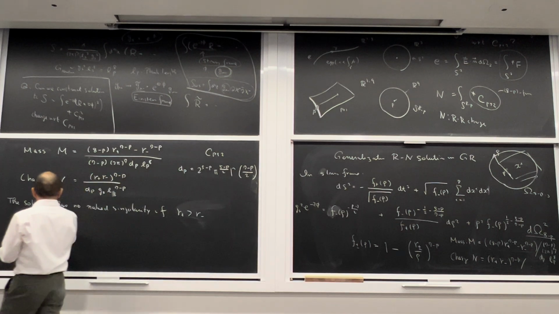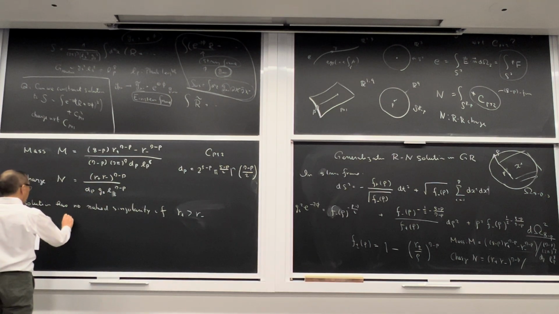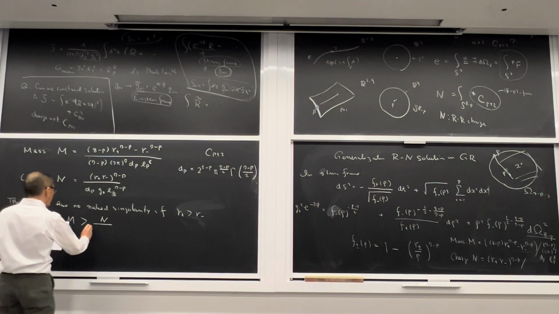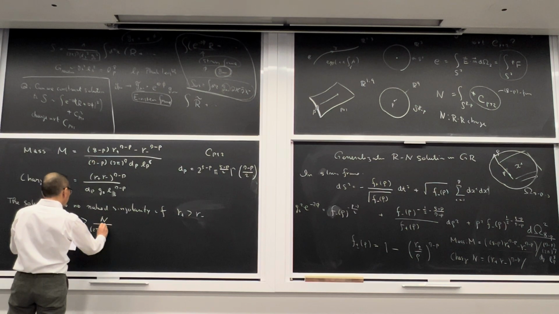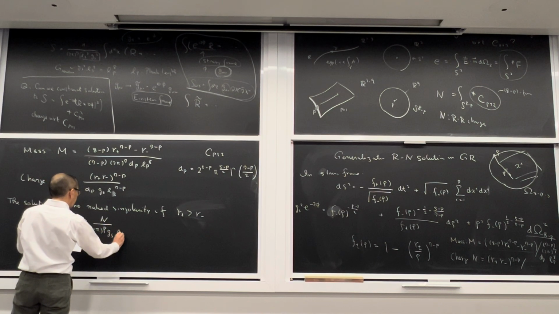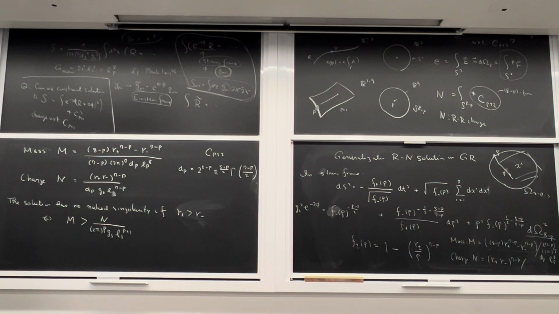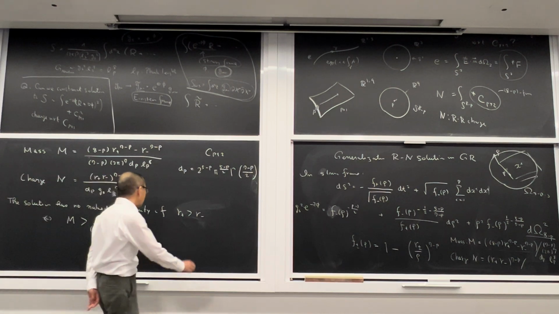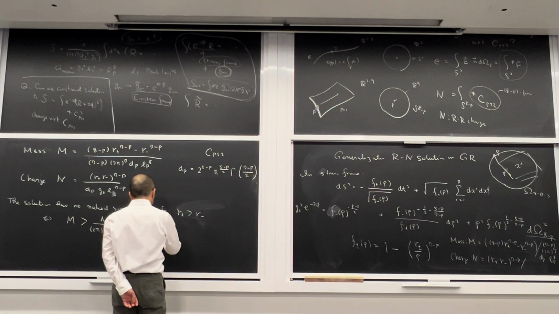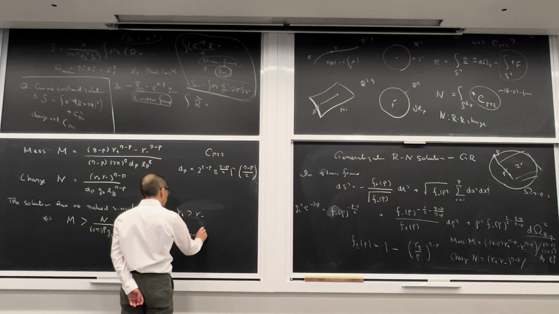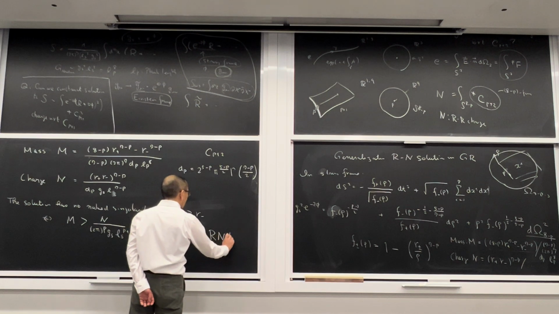And this translates into the inequality that mass is greater than N divided by 2π to the p, g_s, and s to the p plus 1. So this is actually a p-dimensional generalization of the Reissner-Nordström bound. So you know that in general relativity, this is a generalization of the Reissner-Nordström bound.